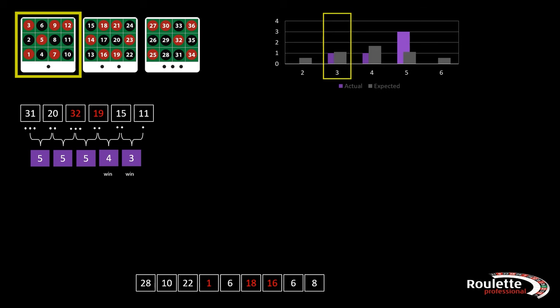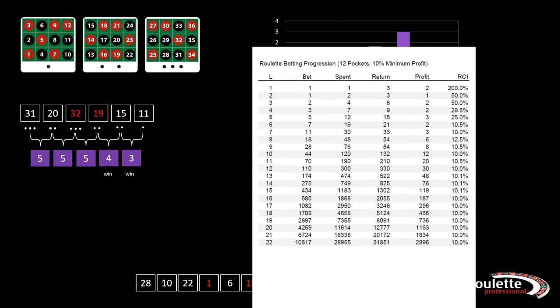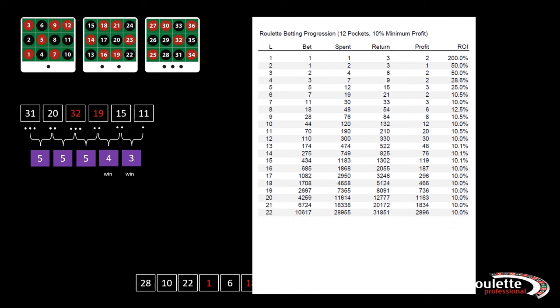If you don't win straight away from a prediction, then use your normal progression method to follow the prediction you have made until you get a win.